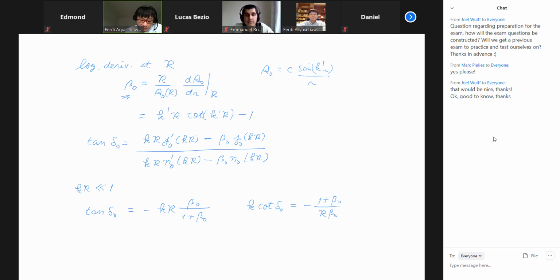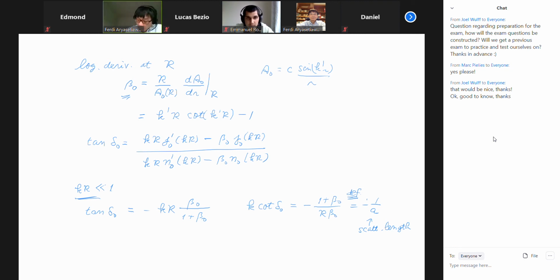So this is for the low energy expansion. And we can define this quantity to be equal to minus 1 upon A. It's just a definition here. So A is defined like this, and this A is usually called the scattering length. And we can see why.